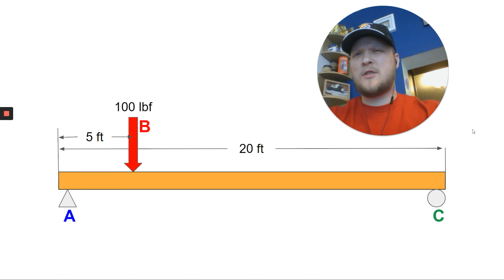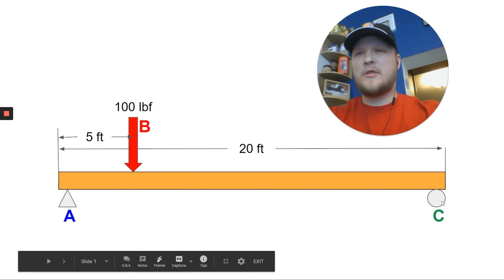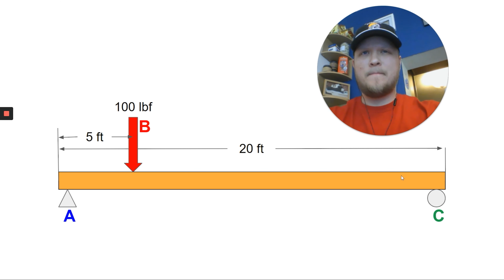The first step is we have to start labeling things. So we have to replace our pins and rollers and turn it into a free body diagram with vectors. And we have to label this force at point B. So we're going to label that force FBY. Capital F because it's a force, and then subscript B because it's at point B in the Y direction.